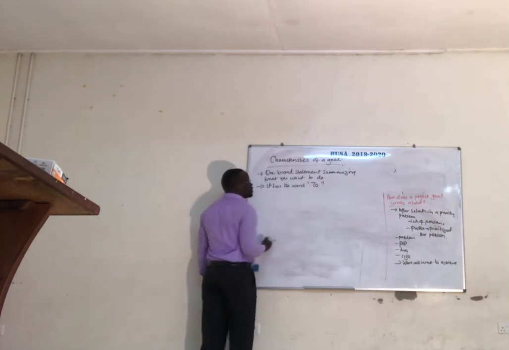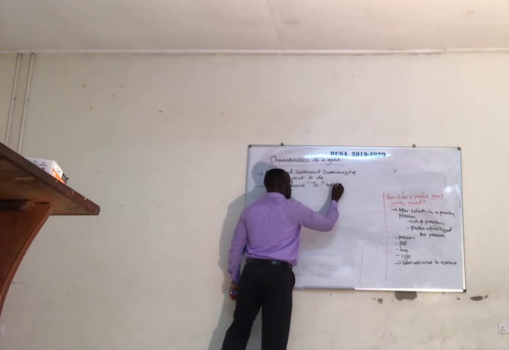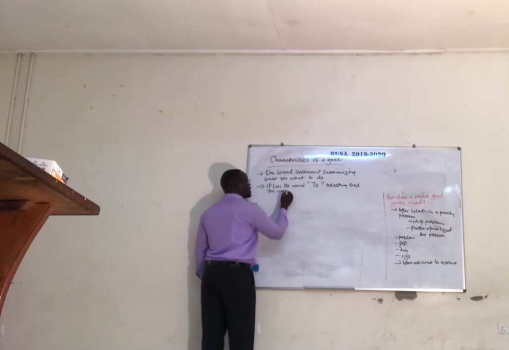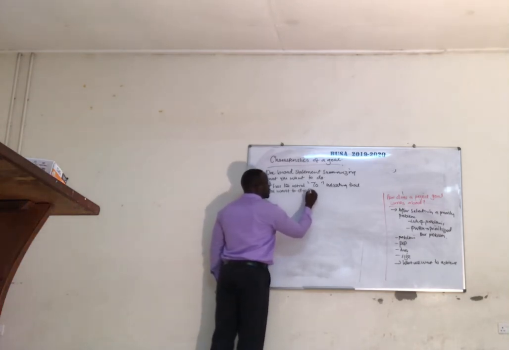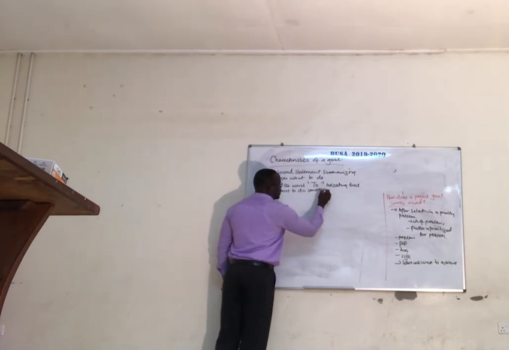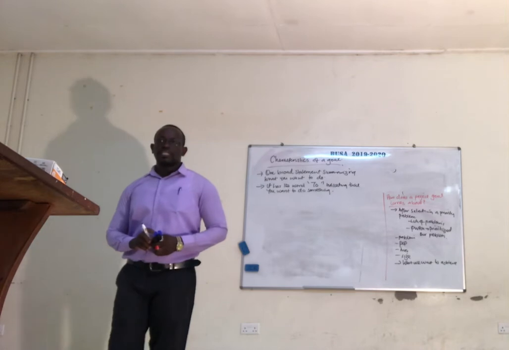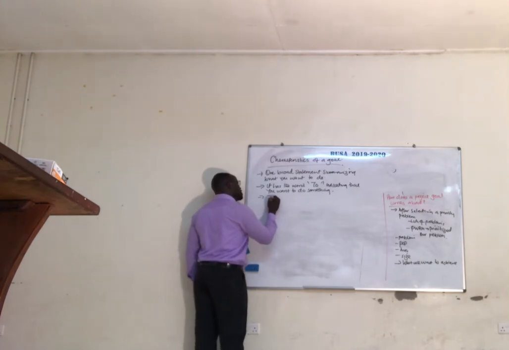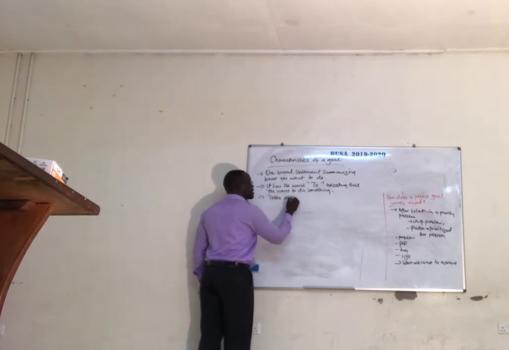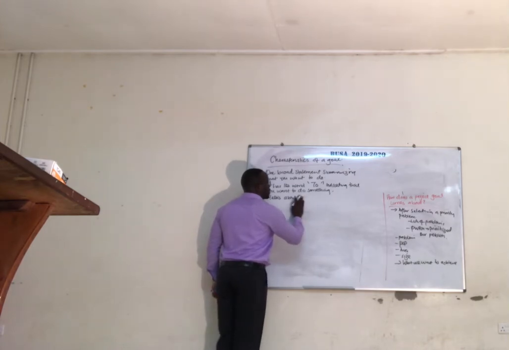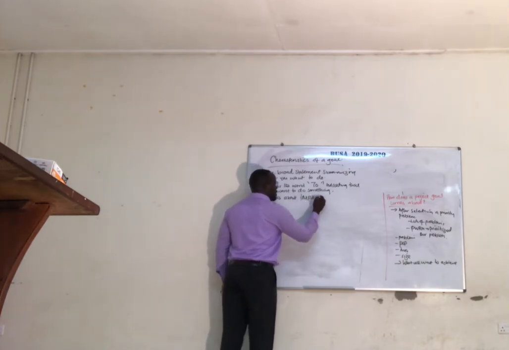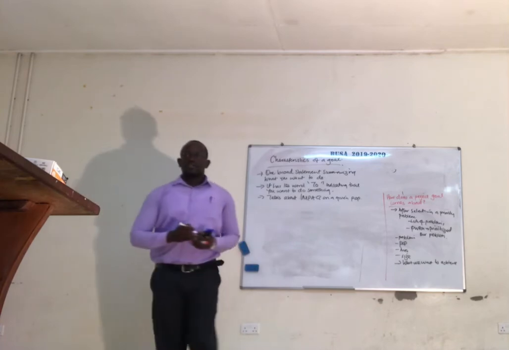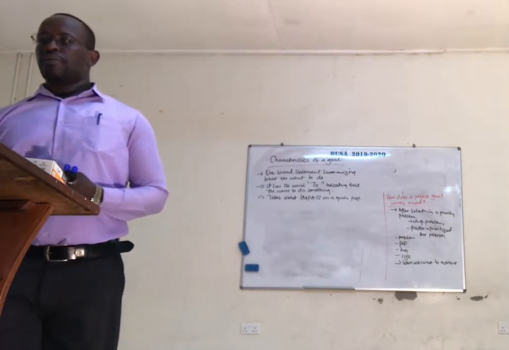Number two, it has the word "to", indicating that you want to do something. These are the characteristics of a goal. Number three, it talks about impact on a given population. That's a goal. It talks about impact on a given population.